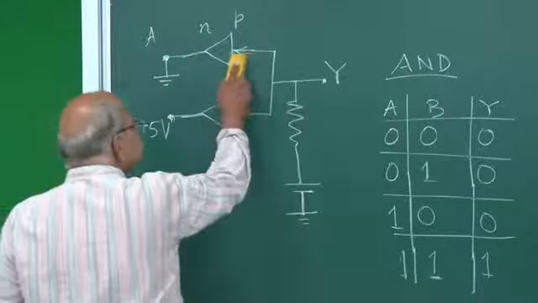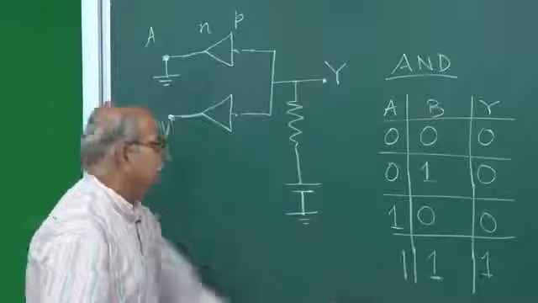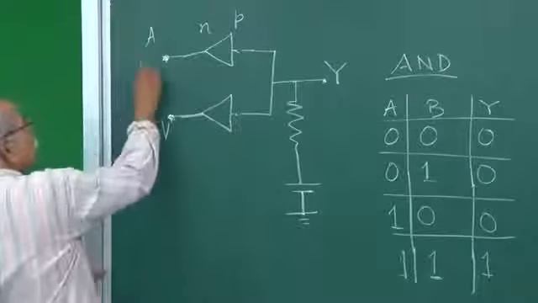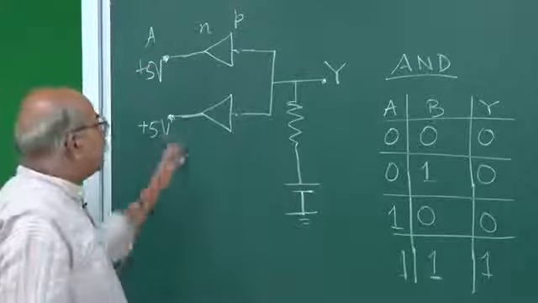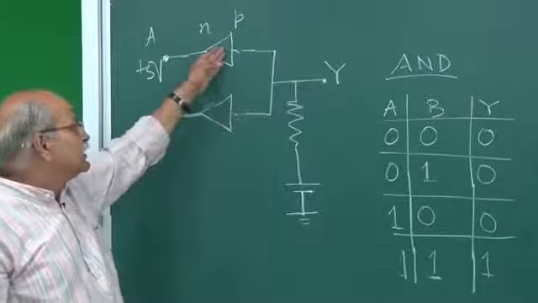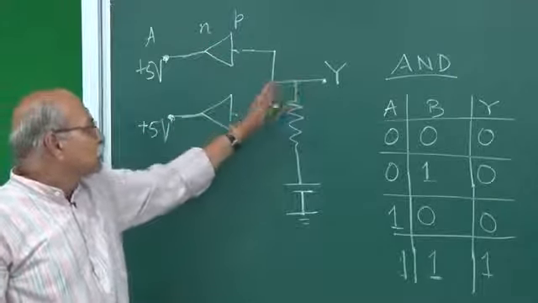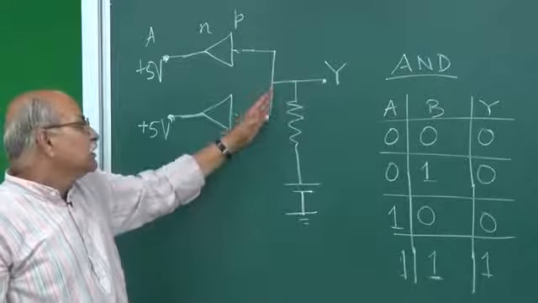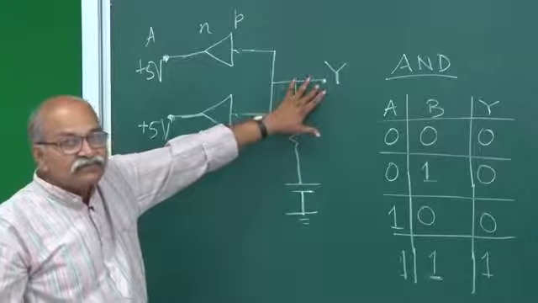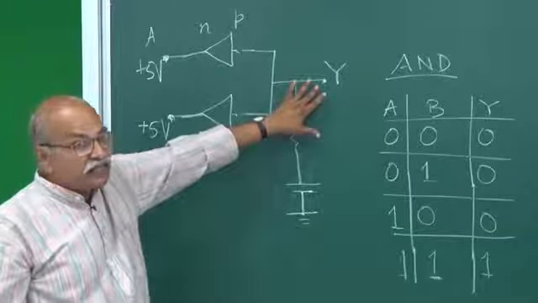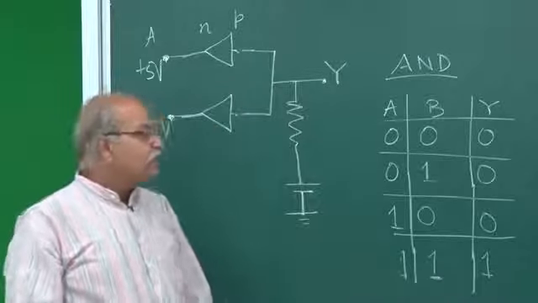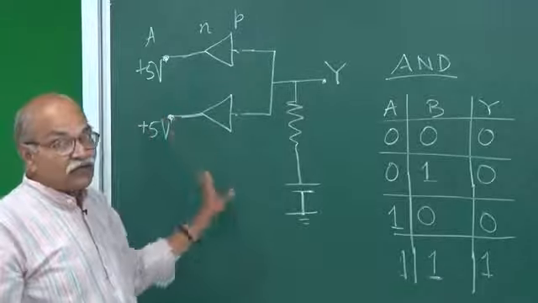What happens if A is 1 and B is 1? I am giving 5 volts to A and 5 volts to B. Now both the diodes are reverse biased, no current going from here, no current going from here, and therefore no current going from here, Kirchhoff's junction rule. So whatever is this voltage, that same will be this voltage, and therefore this will be high, and hence you have 1, 1 and 1. So this is how this AND can be implemented using these diodes.